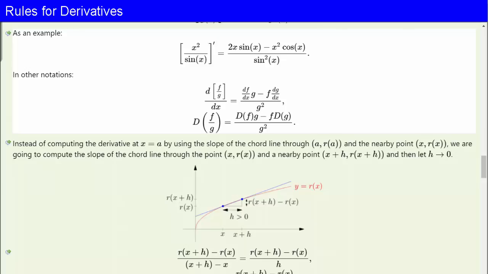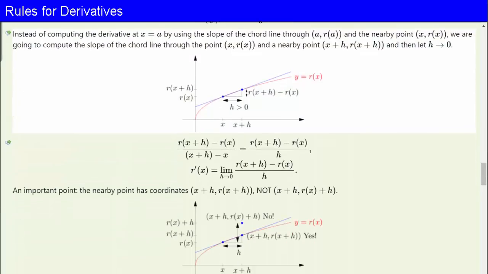Here is a statement of the quotient rule and other notations. d by dx of f over g is df dx times g minus dg dx times f over g squared. In capital D notation, it's even simpler. Capital D of f over g is d of f times g minus f times d of g divided by g squared.